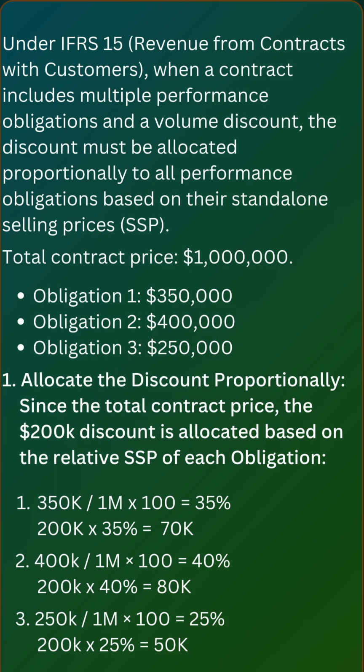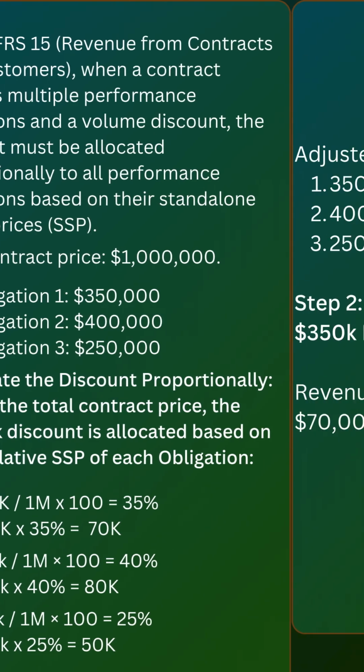Total contract price, 1 million. Obligation 1, 350,000. Obligation 2, 400,000. Obligation 3, 250,000. Now allocate the discount of 200,000 proportionally. It will give us 35%, 40%, and 25% respectively. 35% of 200,000 discount is 70,000. And we'll calculate the same for the other two.